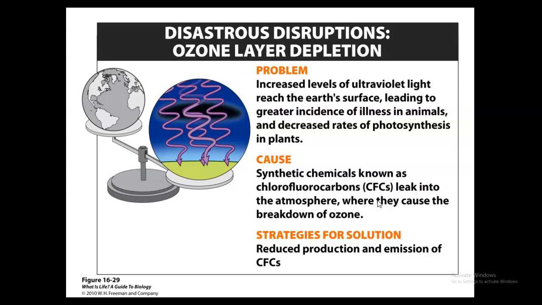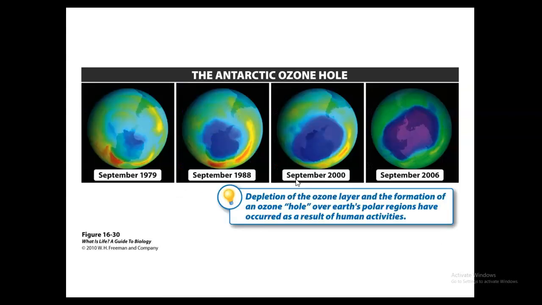Some of the things that we find CFCs in are refrigeration systems, coolants, hairsprays, and styrofoams. These products with CFCs have been phased out by most countries, and so we have started to see the depletion slow, and hopefully the ozone layer will start to rebuild itself. So September 1979, you can see, and then by 1998, you see how much larger it's gotten, by the year 2000, and then 2006. One interesting fact is they saw the ozone hole start to reduce in size during COVID, when people were not driving from place to place or using as many fossil fuels.